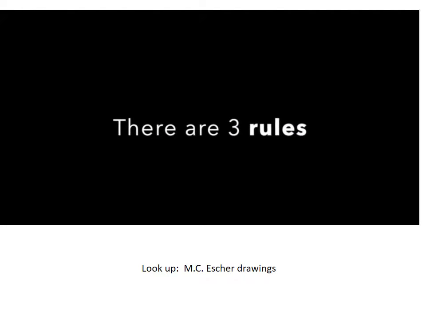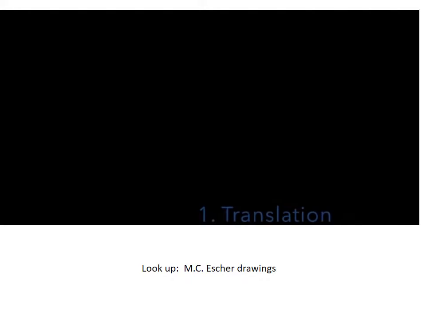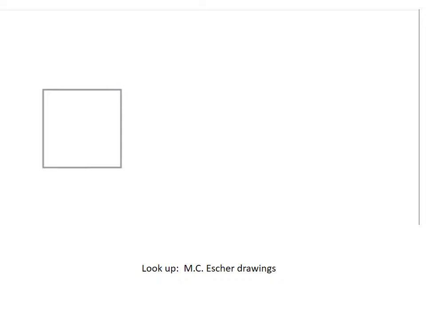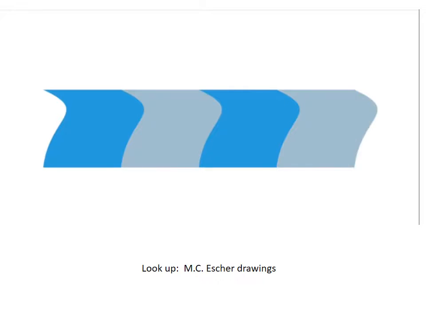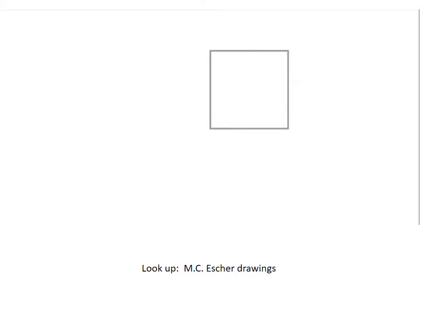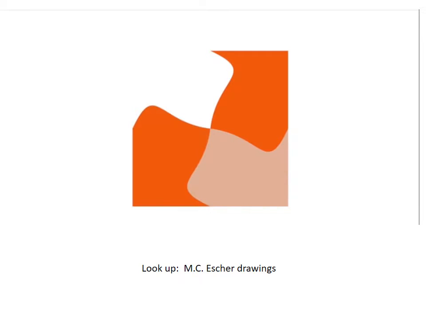There are 3 rules. Translation, which is a slide. Rotation, which is a turn. And glide reflection.